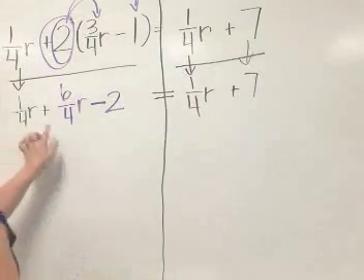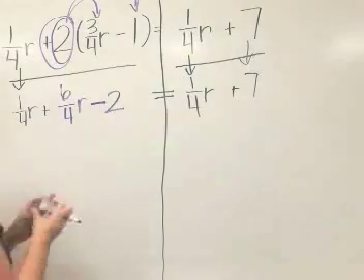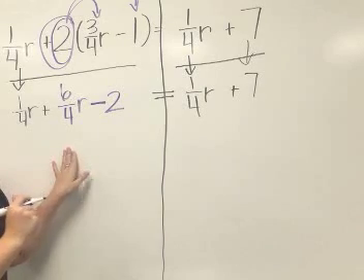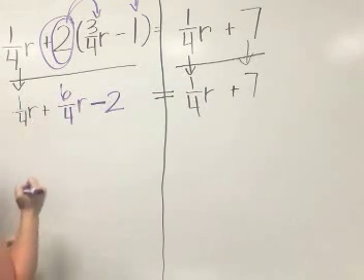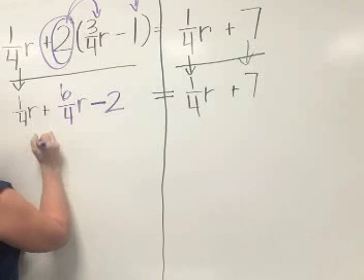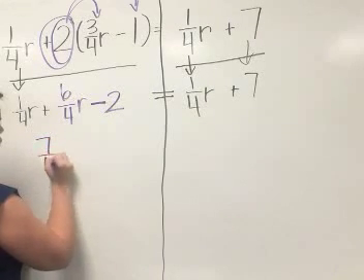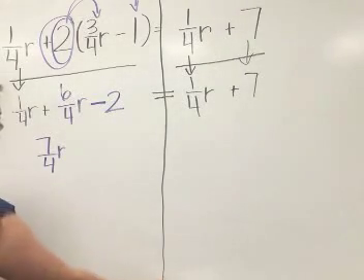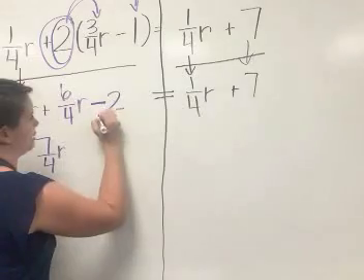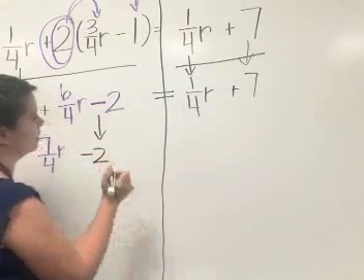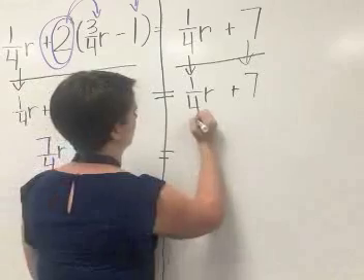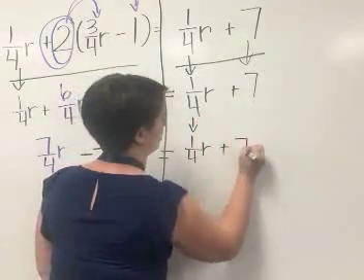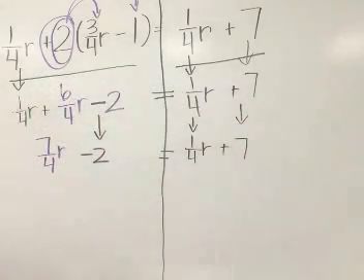So when I combine them, it's just like adding fractions. I keep my denominator, right? And I just add my numerator. So 1 plus 6 is 7/4 r. And then what did I keep? I keep my -2, so I bring down my -2. I keep my equal sign, and I bring down my 1/4 r and my +7. Okay, next step.